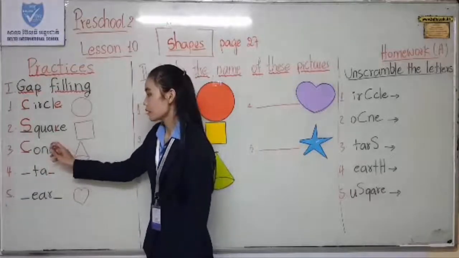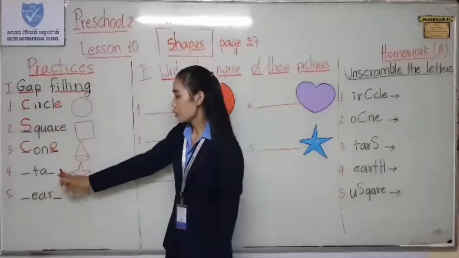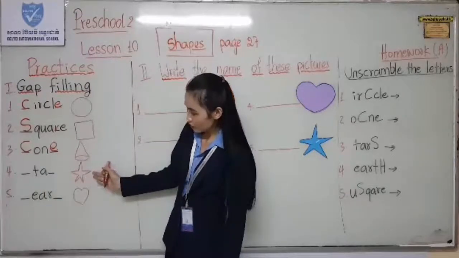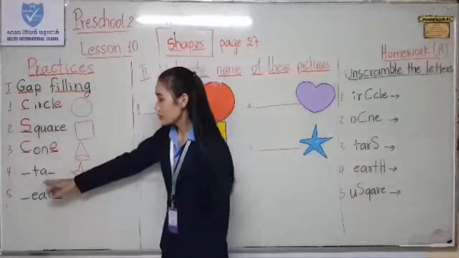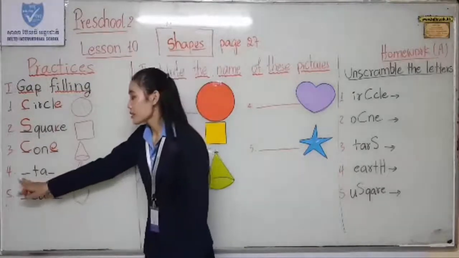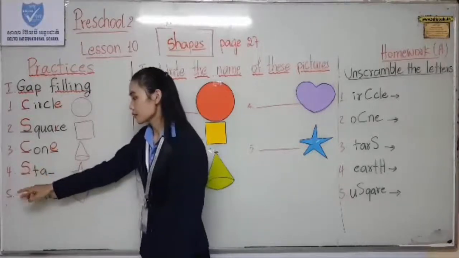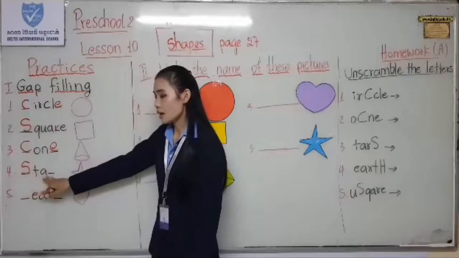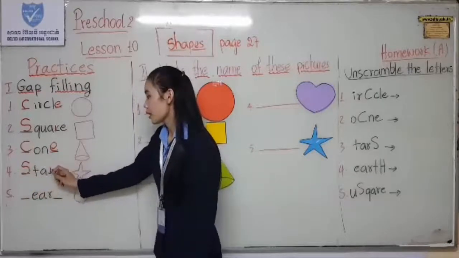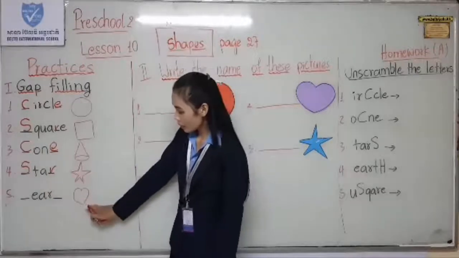What is it? Letter E. Okay, go to number four. What is it? It's easy, right? So, it is star. Can you spell star? Star, we can spell S, T, A, R. Star. And the last word is, look at here.